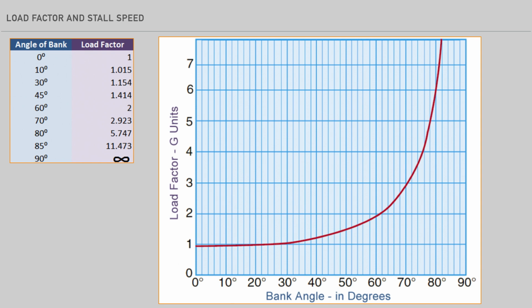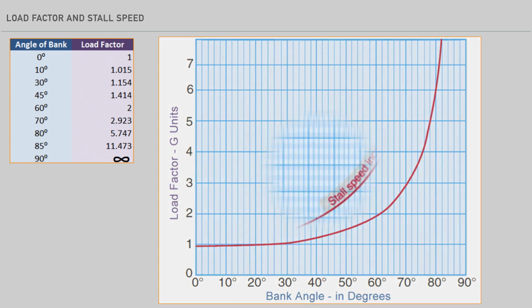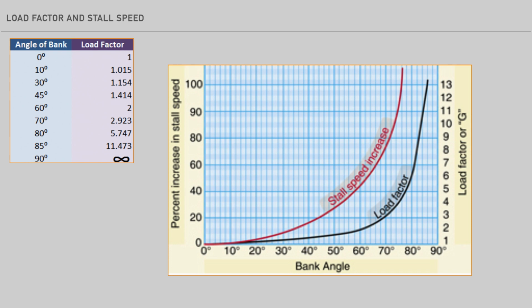Let's see how load factor and stall speed are related. Here is a graphical plot of load factor versus bank angle in a level turn. Here is the same information with percent stall speed increase versus bank angle included as well. On the previous slide, we saw how load factor in a level bank turn is calculated as 1 over cosine the angle.